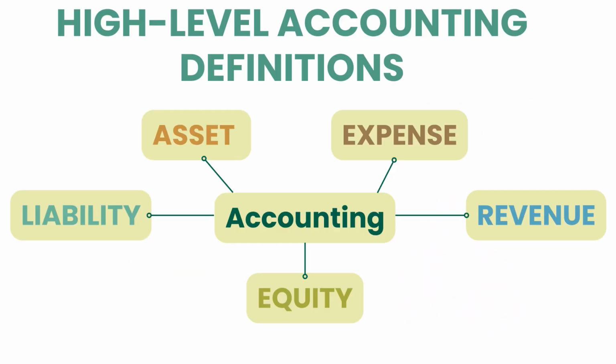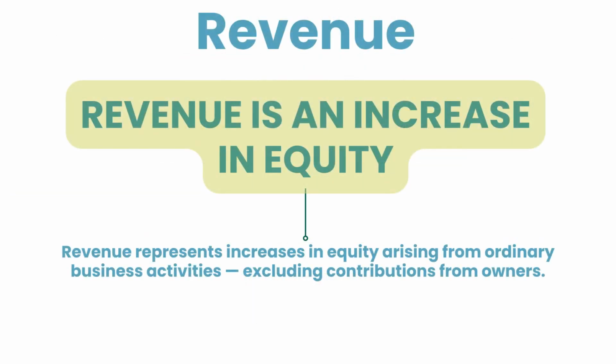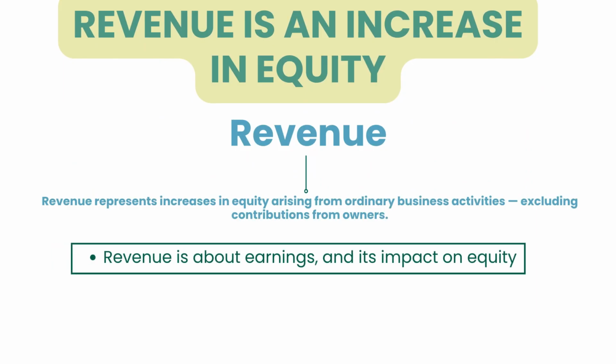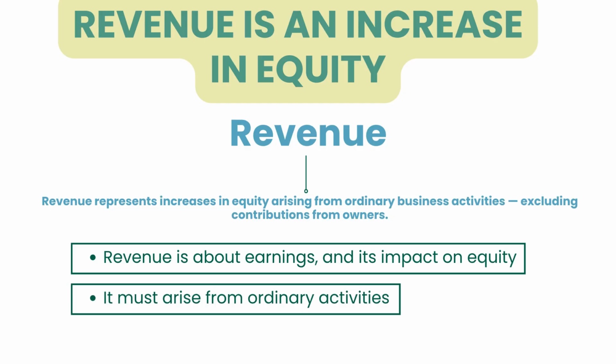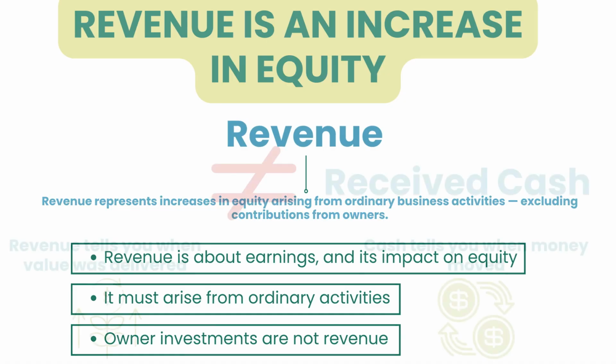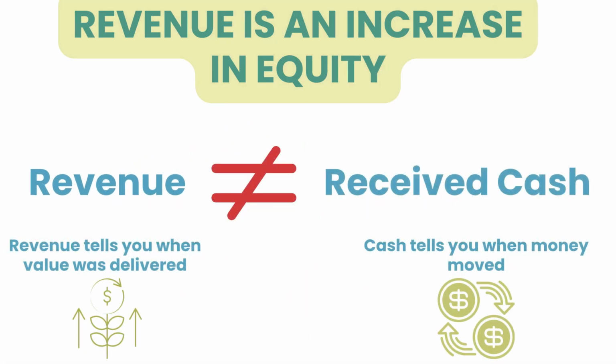Revenue is an increase in equity. Revenue represents increases in equity arising from ordinary business activities, excluding contributions from owners. Revenue is recognized when control of goods or services is transferred, not when cash moves. Key clarifications. Revenue is about earnings and its impact on equity. Revenue is about performance, not cash. It must arise from ordinary activities. Owner investments are not revenue. This is why receiving cash from a customer isn't automatically revenue.